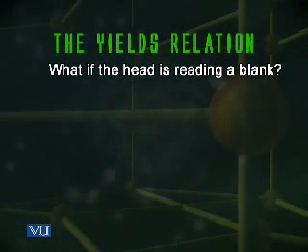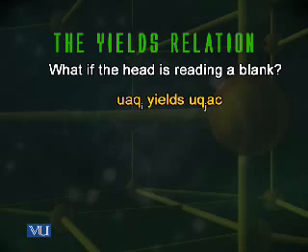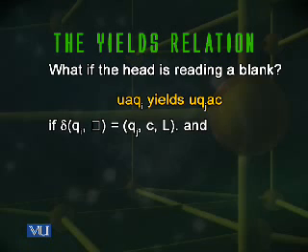What if the head is reading a blank? Suppose the Turing machine is in the configuration uaqi. This means the machine is reading a blank symbol. Now we will consult the delta function and see what delta of qi comma blank is. If it is qj comma c comma l, in this case uaqi would yield uqjac. The machine has simply replaced the blank symbol with a c and moved to the left.